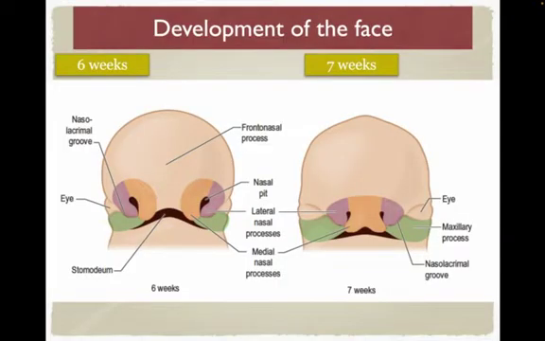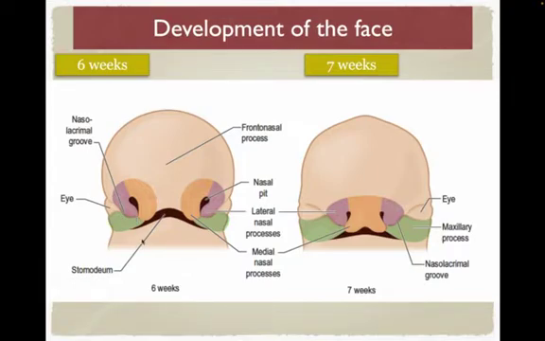Now during the 6th week and the 7th week, growth again continues from the median nasal process, the lateral nasal process, and the maxillary process. This growth from the median nasal process will push the lateral nasal process upward and away, and it allows the medial nasal process to fuse and meet with the maxillary process. And here we get the central part of the nose, and we get the lips and the primary palate.